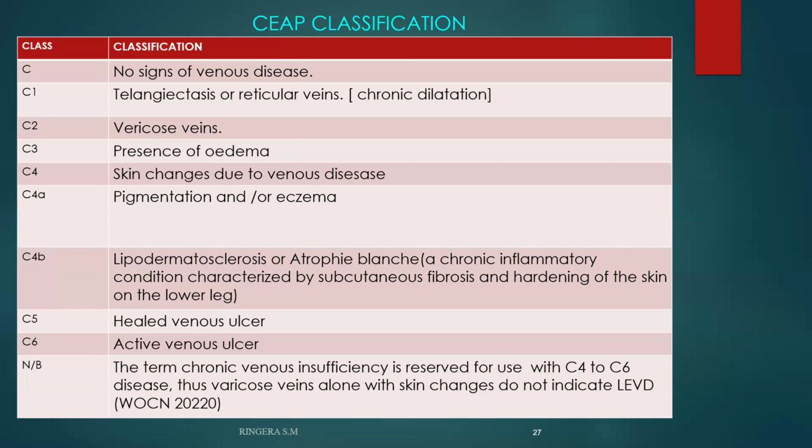So it's very important to note that the term chronic venous insufficiency is reserved for those patients who score between C4 to C6. Okay, let's note that. We cannot properly use the term chronic venous insufficiency for any patient who has not attained that score.